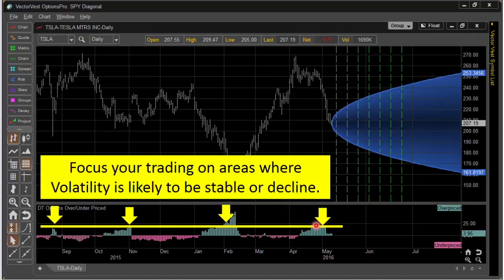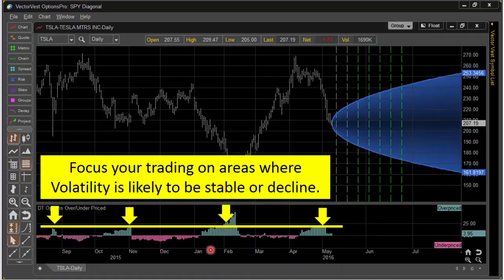Okay? Again, it's an artistic thing. So I would be very, very concerned about taking a credit spread when it's about right here, because if volatility goes up, that's going to hurt my trade. All right? Now, what causes this?